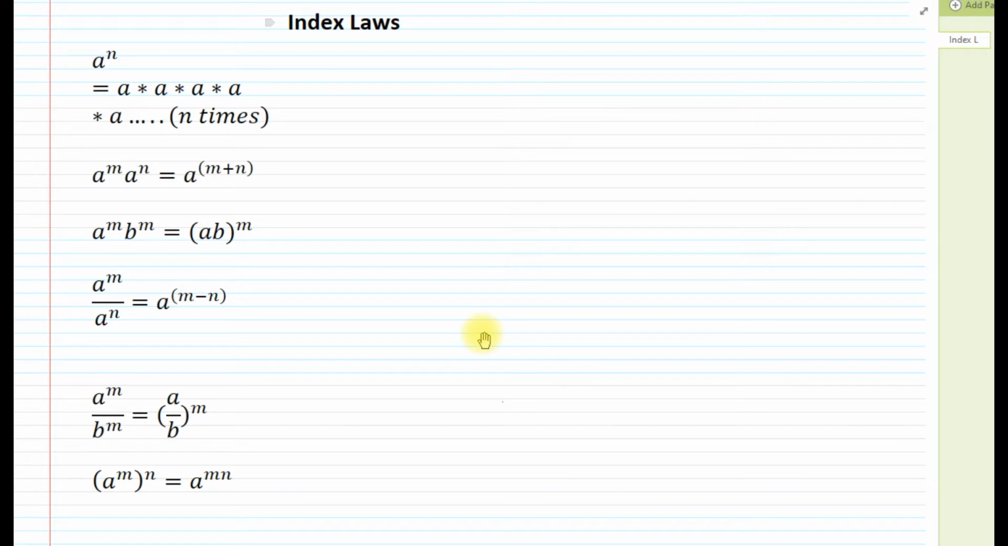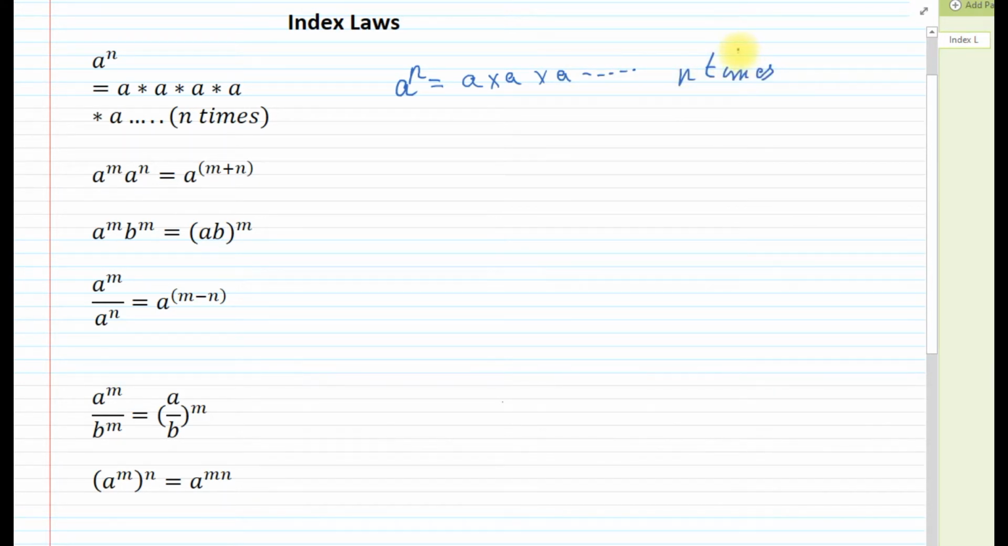Okay, now index laws. I'm showing here on the right hand side, what does a^n mean? Let's start. a^n basically means a raised to the power n. This is how we explain it. a to the power n is equal to a times a times a, n times. Fairly simple concept. So if I have a to the power 4, it means a times a times a times a. It's as simple as that.